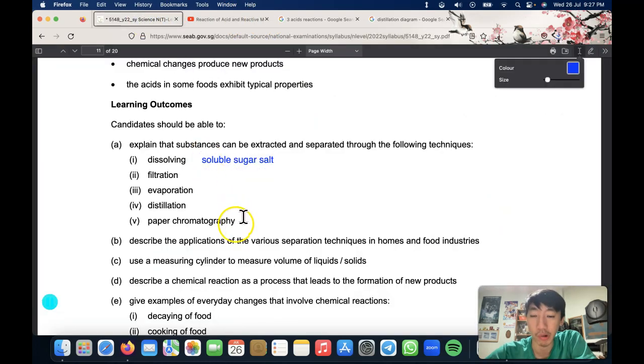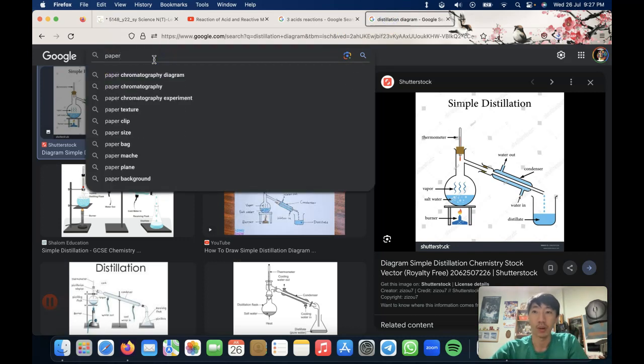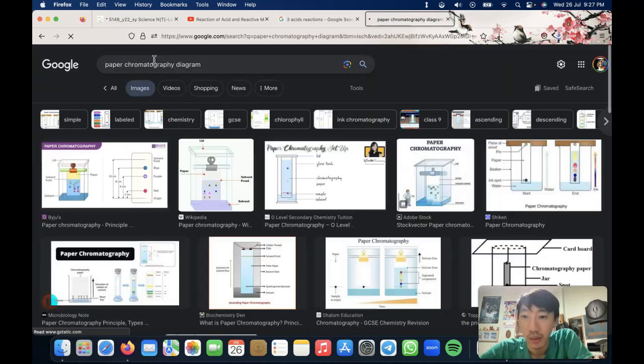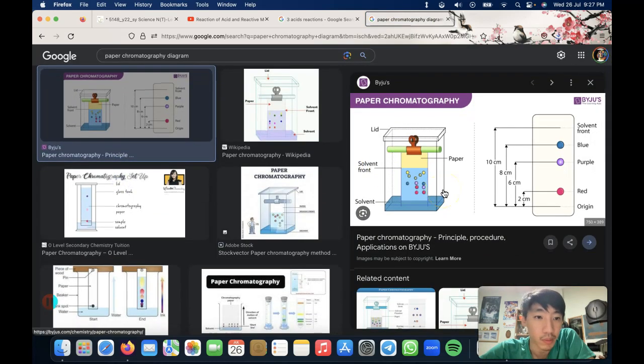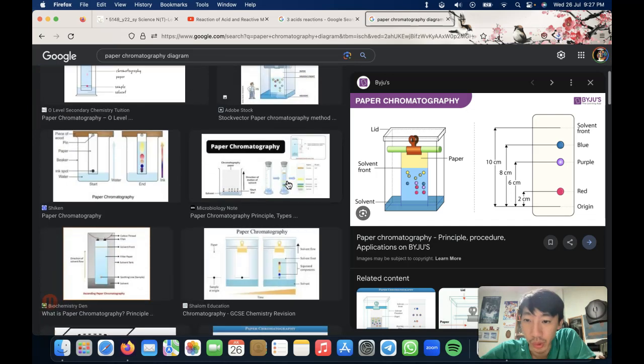Okay, last one, paper chromatography. Paper chromatography diagram. Once again, this is also quite a simple procedure. Let me find a good picture for you.